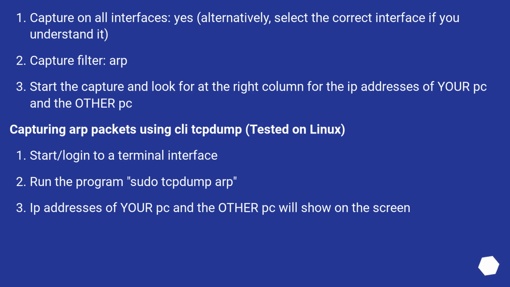Capturing ARP packets using arpdump, tested on Linux. Start or log in to a terminal interface. Run the program sudo arpdump. IP addresses of your PC and the other PC will show on the screen.